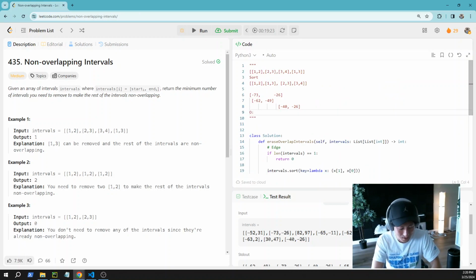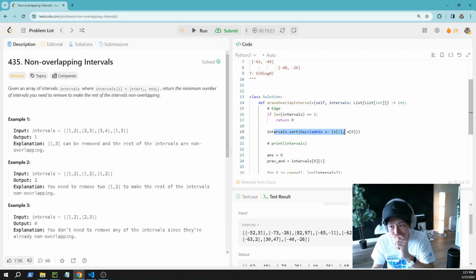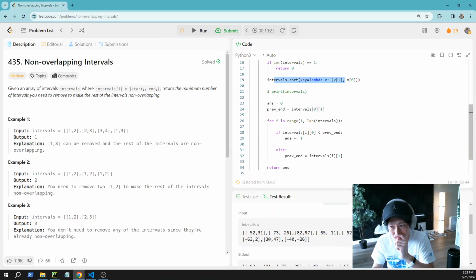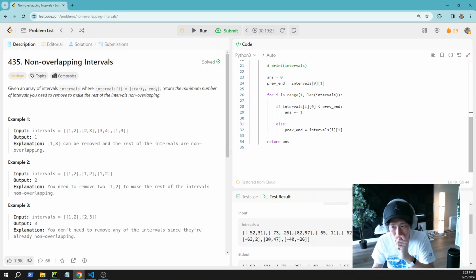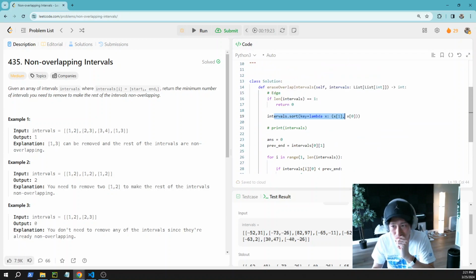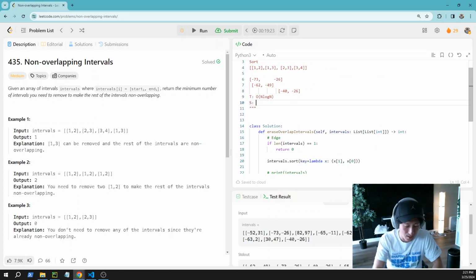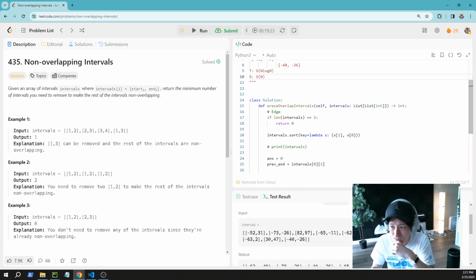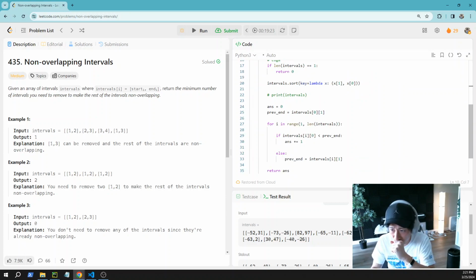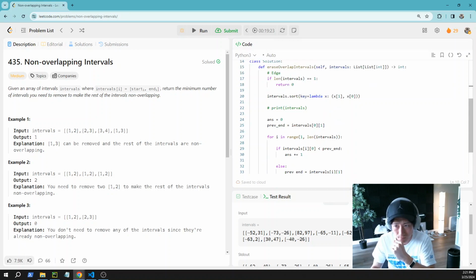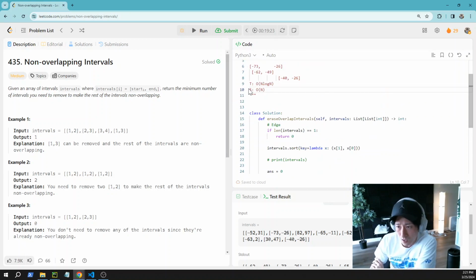Time is going to be O of n log n, because the n log n happens here, and then this loop is n, which is smaller than n log n. And the space used is n because the Python sorting uses an extra array, but in the whole loop I'm not creating any extra data. So that's it for this question.